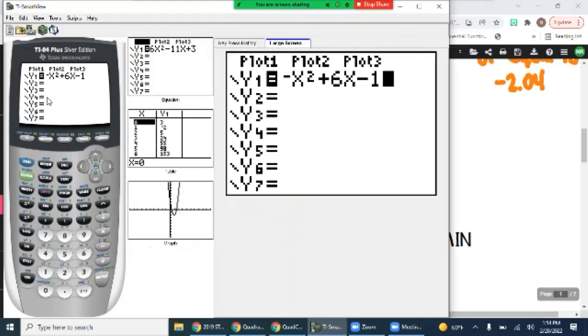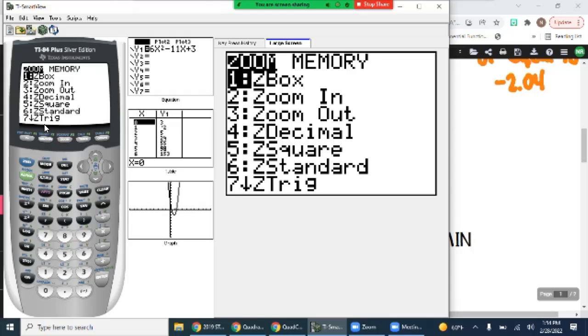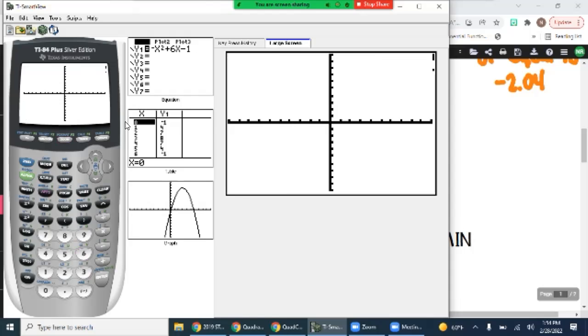All right, what do I press after this? Zoom 6. And what am I looking for? I'm checking to see if I can see the vertex. Can I see it? Yes, you should be able to. So now I can press what? Now what do I press? Step 4.